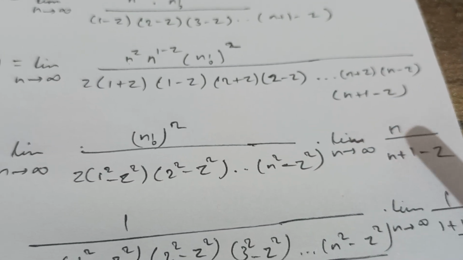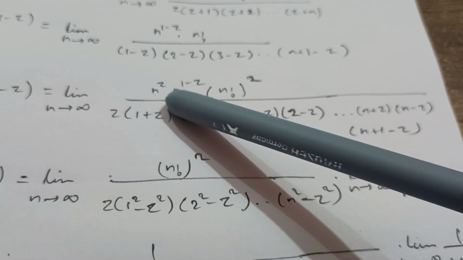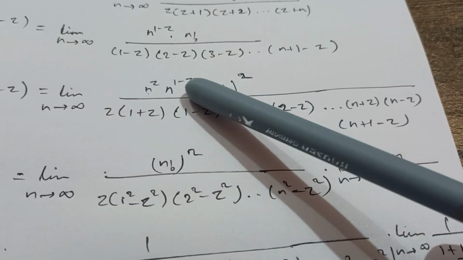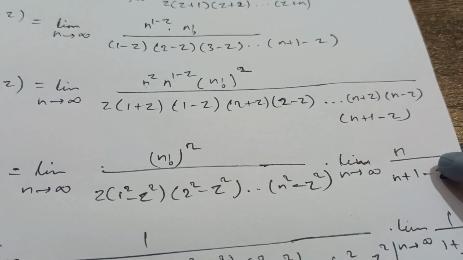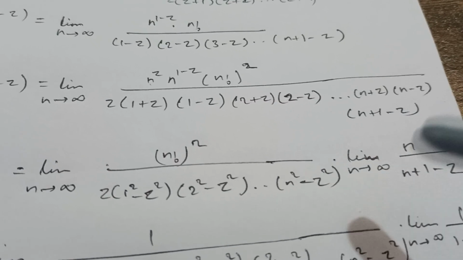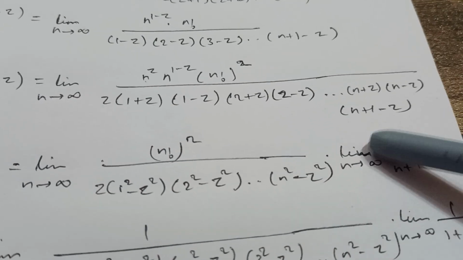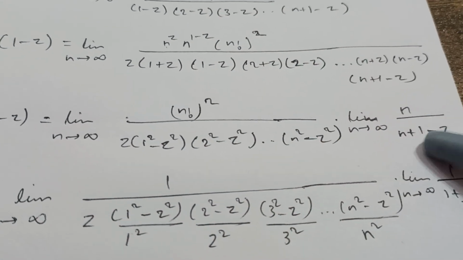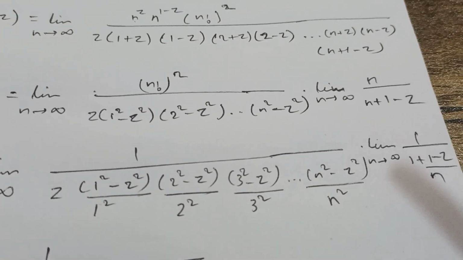So I have separated it out, and I have taken n from, because if you multiply these two you will remain with just n. So I have taken this n here. So this is n upon n plus 1 minus z, limit n approaches infinity. I have just separated this term out for simplification, obviously, because there is a pattern forming, and here this is the odd one out, so I have separated it out.